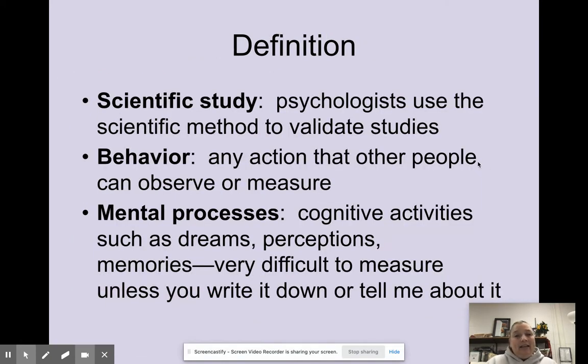A scientific study is when psychologists use the scientific method to validate those studies. I mean, it's one thing to say, I believe that serial killers do what they do because they were abused as children. But it's another to actually take data and really scientifically prove that information. A behavior is any action that other people can observe or measure. So notice we have to be able to see it or measure it. And a mental process includes cognitive activities such as dreams, perceptions, or memories. And that's obviously very difficult to measure unless you write it down or you tell us about it.